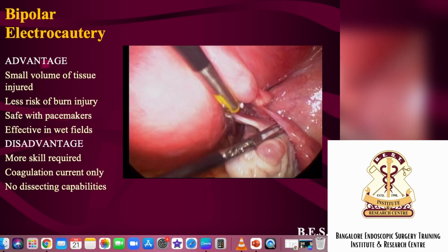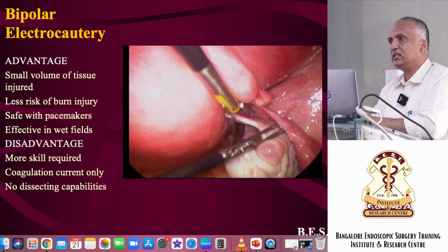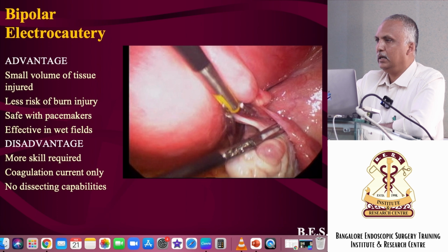Now come to bipolar diathermy. A small volume of tissue is injured, less risk of burn injury, safe with pacemakers. In pacemakers you can use the bipolar, and it is effective in wet fields. See, supposing wet fields means what? You have not made tissues wet. Tissues are wet. When are they wet? Inflammation. Bleeding also. So there is oozing and there is blood on the tissue, and then you are trying to coagulate. It doesn't coagulate very well.